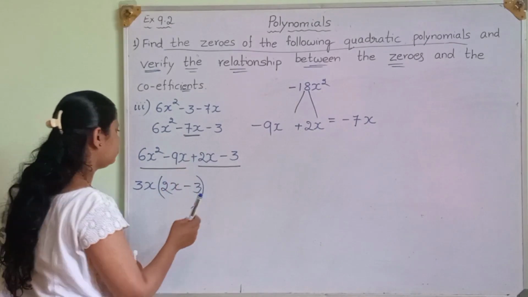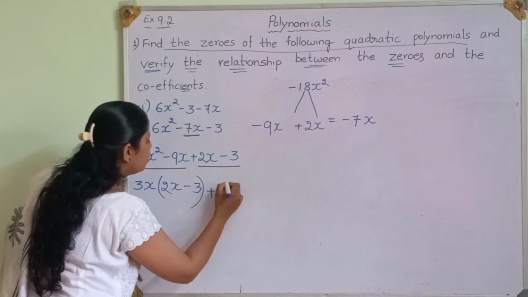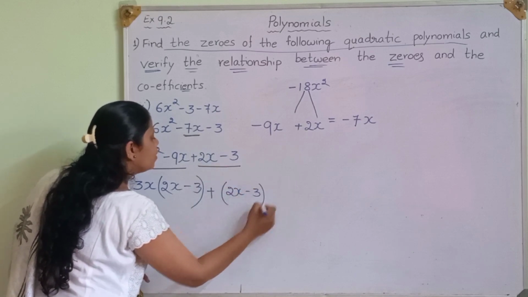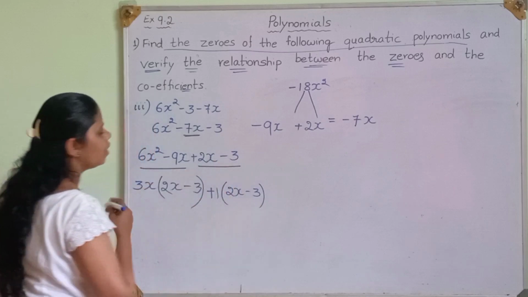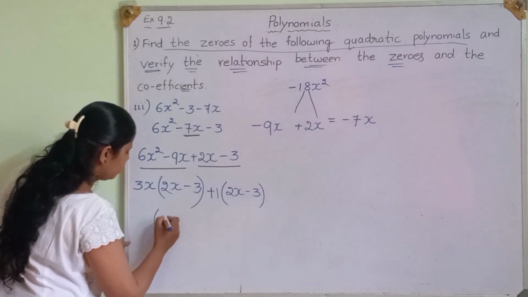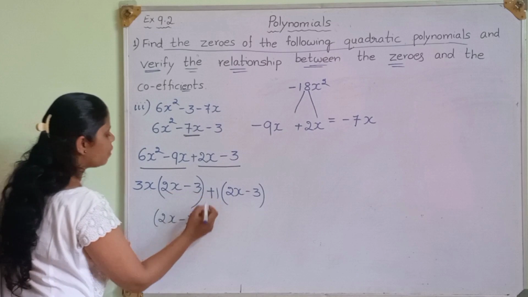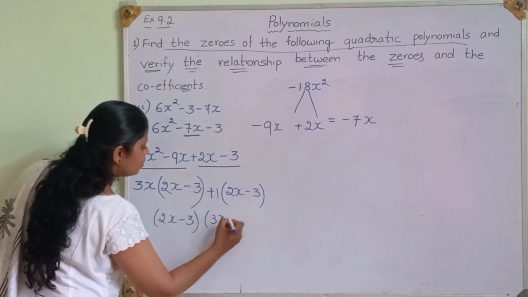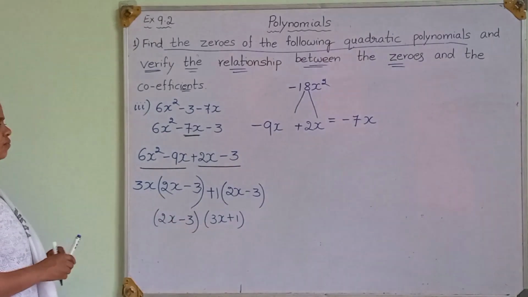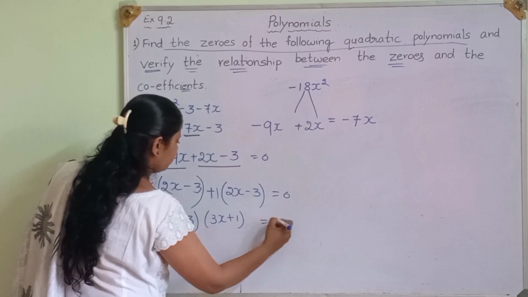Then what we have to take? Plus 2x minus 3. Nothing is common, so we will take 1 as common. 2x minus 3. So 3x plus 1 and 2x minus 3. We will equate this to 0. Okay? We will equate this to 0.